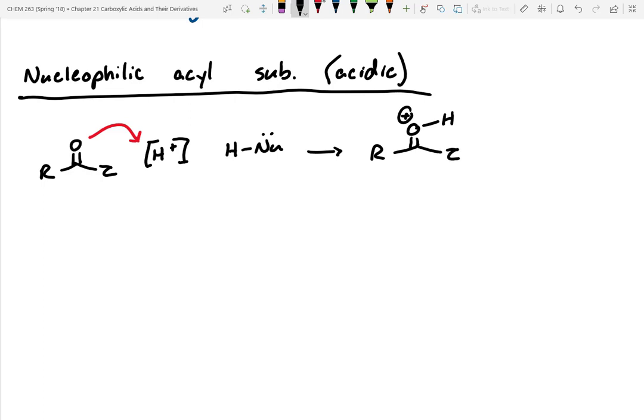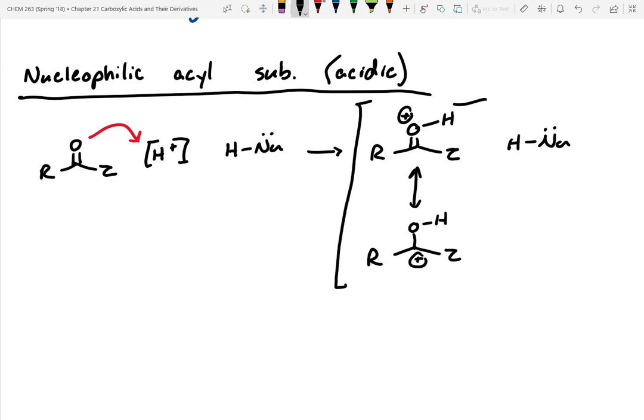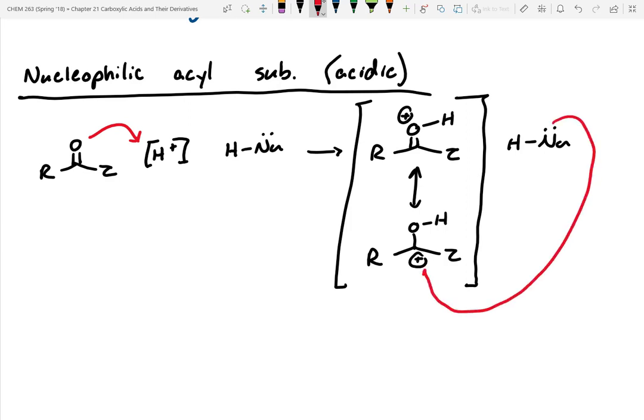Now that that's protonated, your nucleophile is going to be really attracted to it because this has a major resonance structure now, where that central carbon on the carbonyl actually has a positive charge, right? So this nucleophile is going to be very attracted to the central carbon.